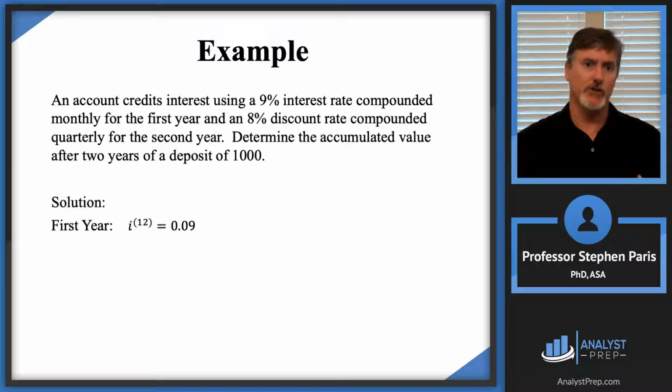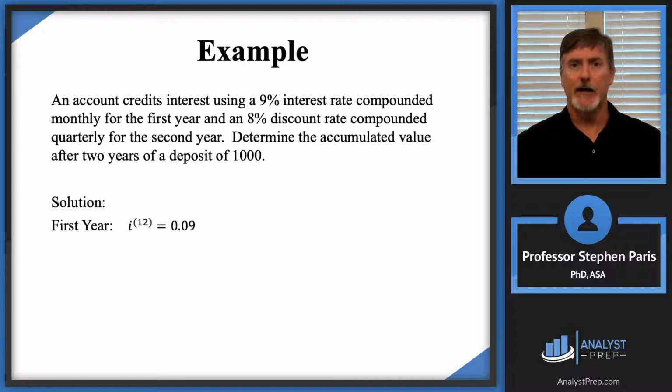Okay, so for our solution, in the first year, we see in the first line there that we're given a 9%. We're going to use that for the first year. We're going to calculate interest using a 9% interest rate compounded monthly. So that's an i upper 12. So I got i upper 12 equal 0.09 for the first year.